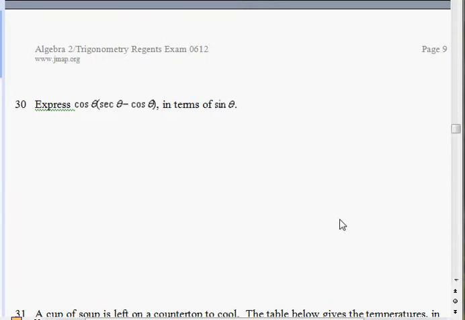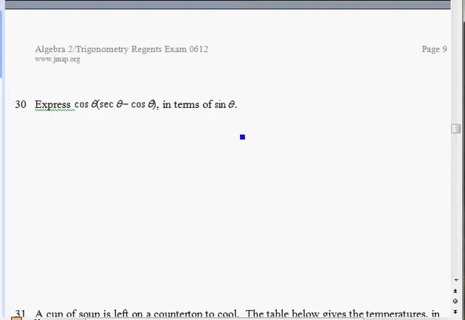Alright, we're up to question 30, okay? We're near the end, not quite there yet, but give us some time and let's do it together. Express cosine times secant minus cosine and express this in terms of sine, right?